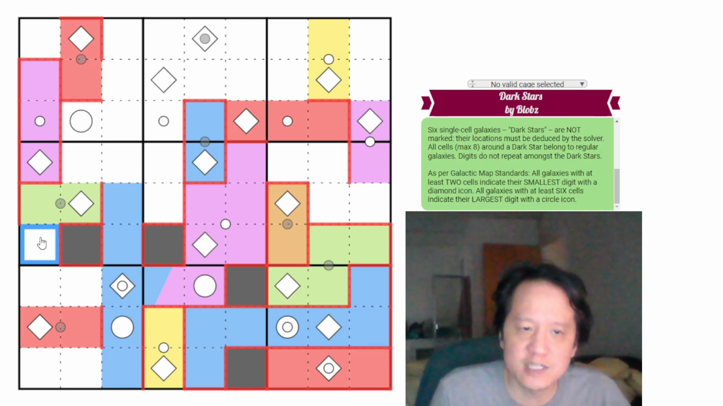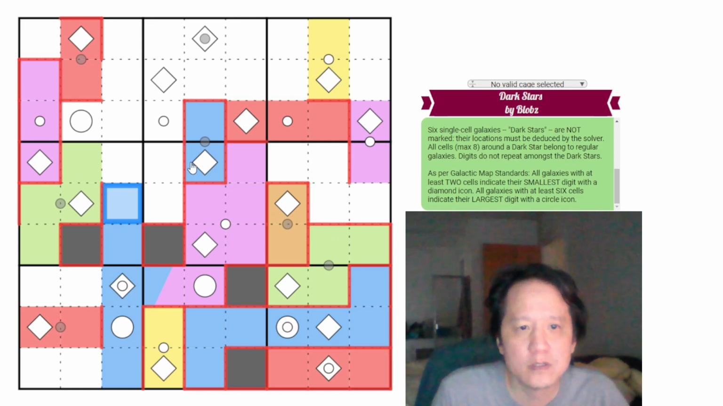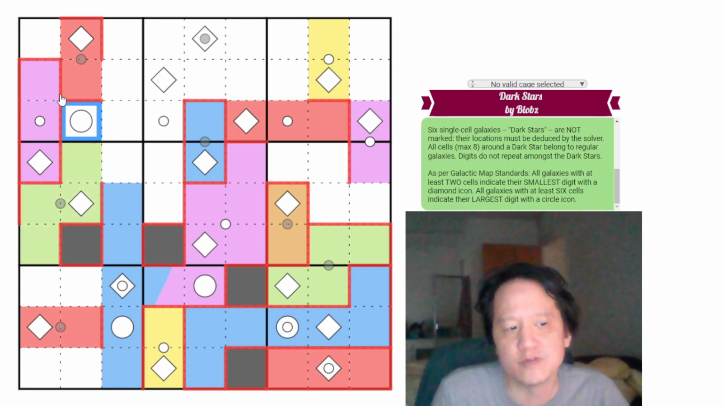Which means this has to be part of something. And it cannot be part of red, and it cannot be part of blue. So this has to be part of the green galaxy here, which means this is also part of the green galaxy. So this is either part of, okay, cannot be part of that. This has to also be green then, right? Where can this be a part of a 6-cell galaxy? It can't be part of a 6-cell here because this one's something different.